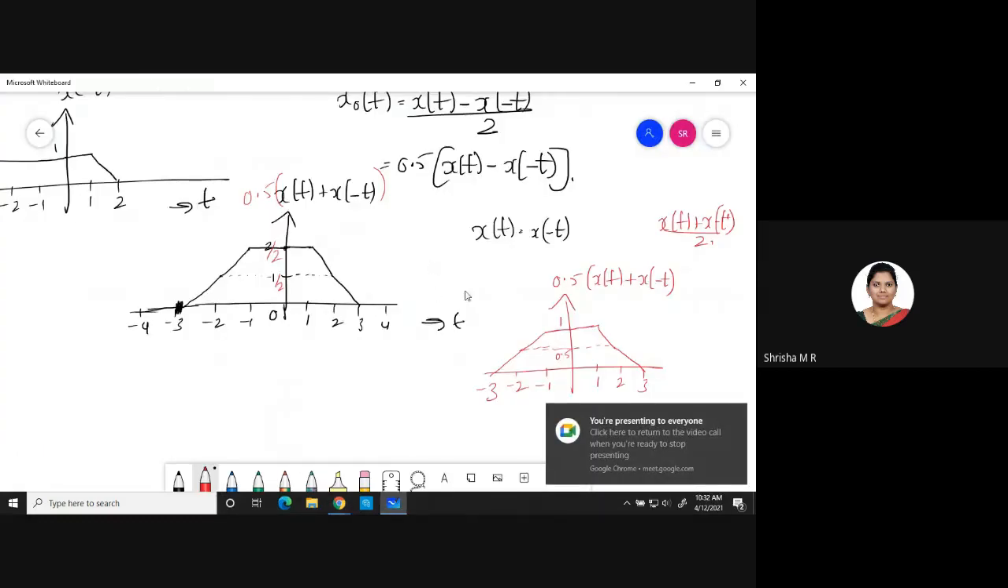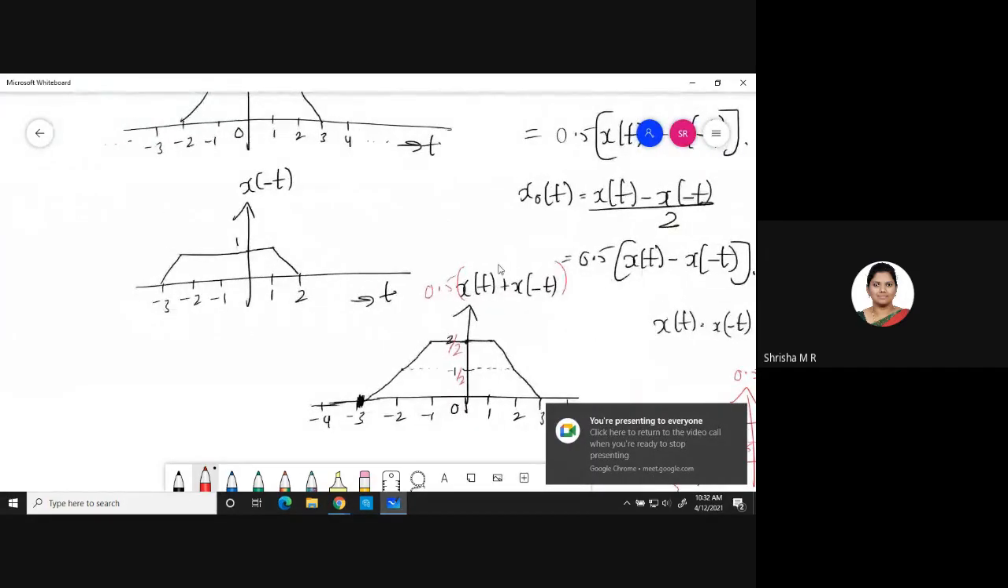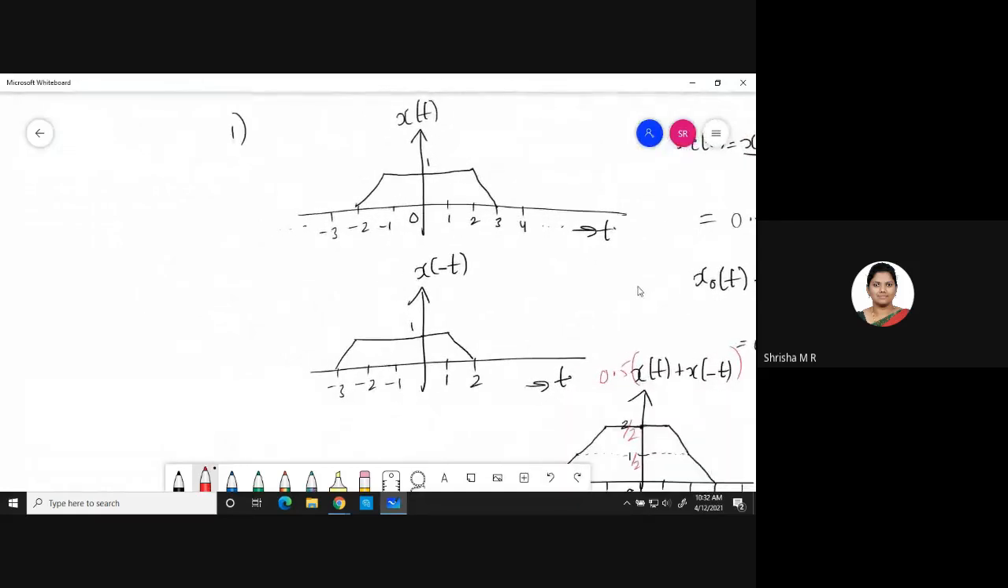So we'll plot the odd part of the signal, that is x of t minus x of minus t. Okay, so I'll draw it here. So we have to subtract this signal and this signal. At t is equal to 0, what do you have? Amplitude of x of t is 1, and amplitude of x of minus t is also 1. So 1 minus 1 is 0. So at t is equal to 0, it's at 0 only, and go to t is equal to 1.